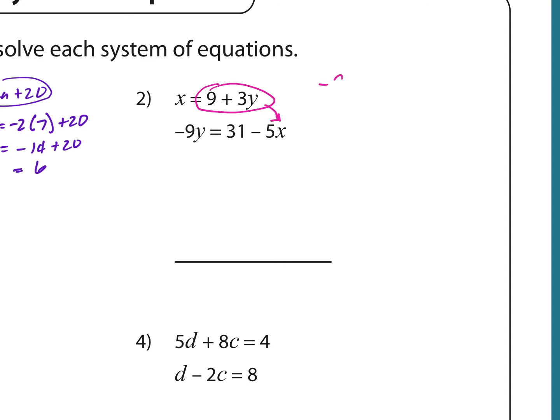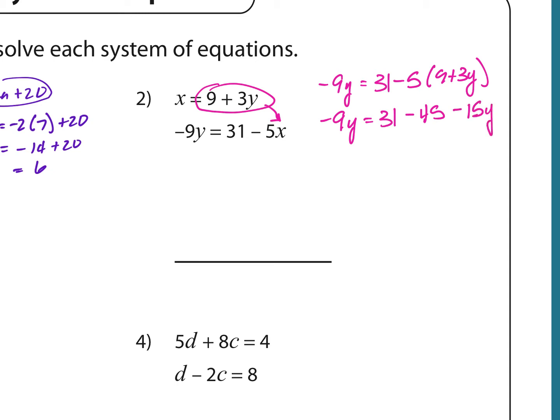So I get negative 9y equals 31. We have some big numbers here. Minus 5 times 9 plus 3y. Distribute. Negative 9y equals 31 minus 45 minus 15y. Is that right? That's right. Add 15y to both sides. And I should get 6y equals negative 14.